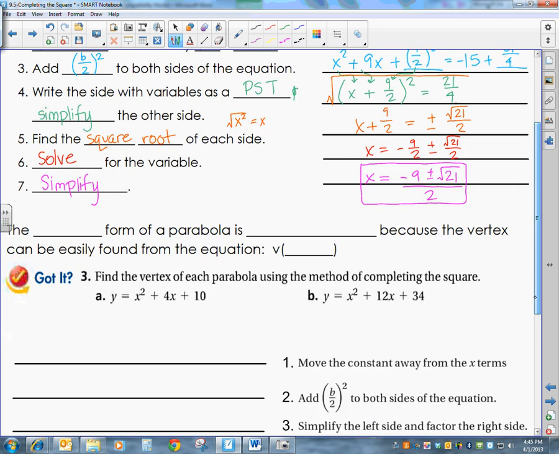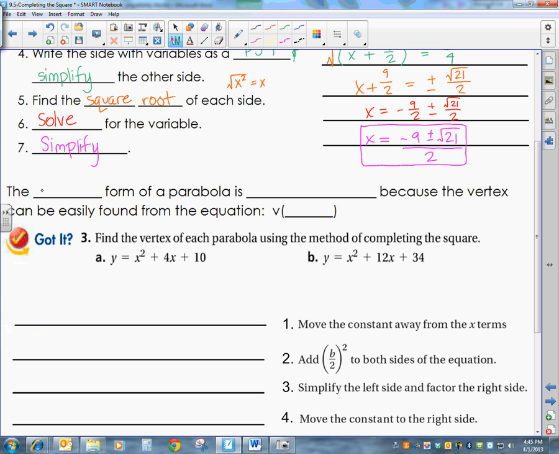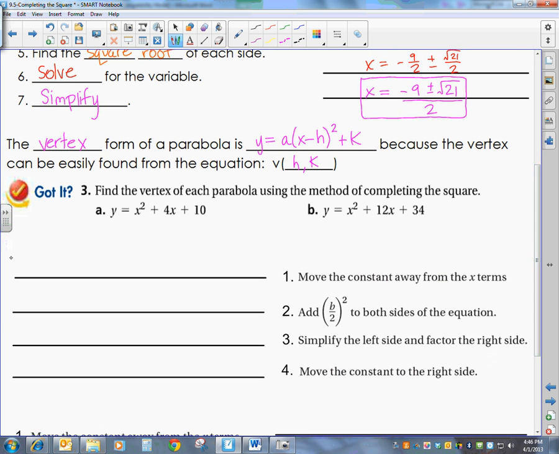Okay, the next thing that we have to talk about that comes from this completing the square is a form of a parabola called the vertex form. And the vertex form of the parabola is y equals a times x minus h squared plus k. And when that's the case, the reason it's called the vertex form is because the vertex can be easily found from the equation. When you have it in this form, then I know that my vertex is at h, k. It's always the opposite of what's with the x, opposite of the h, and the same as the k. So let's go do one of those and you'll see how that works.